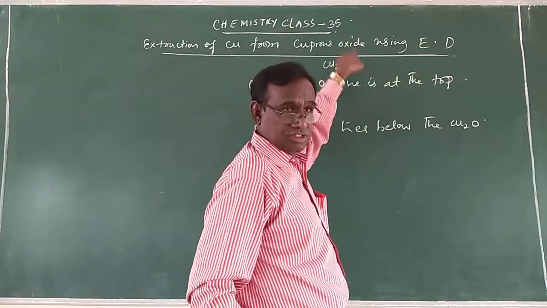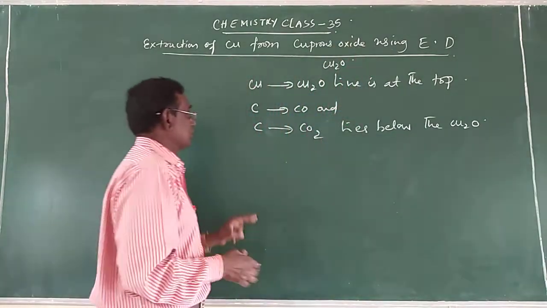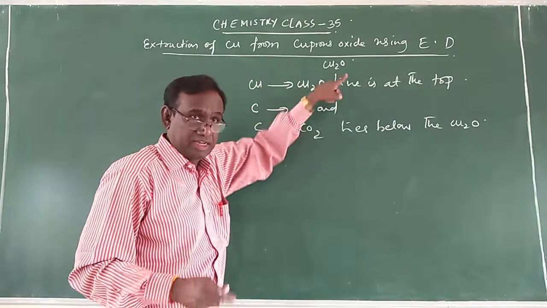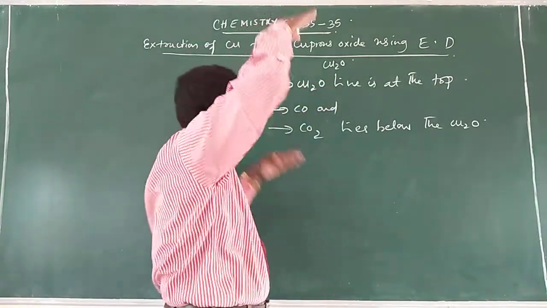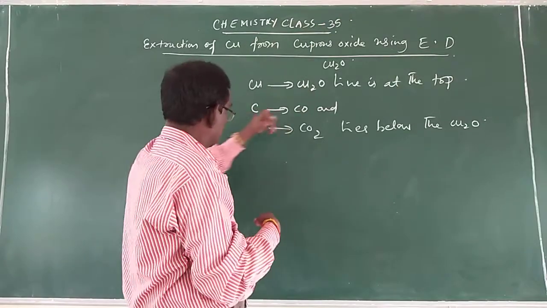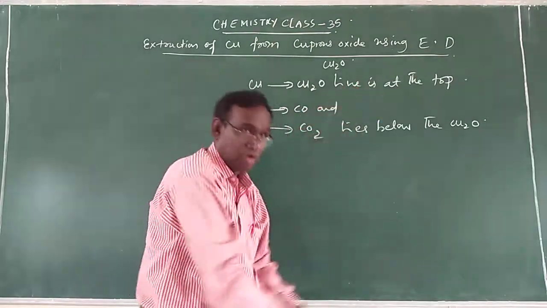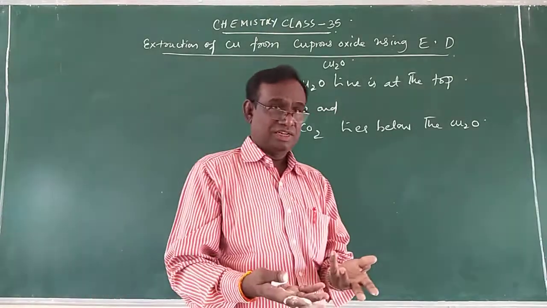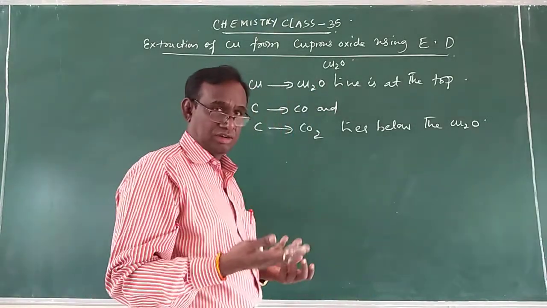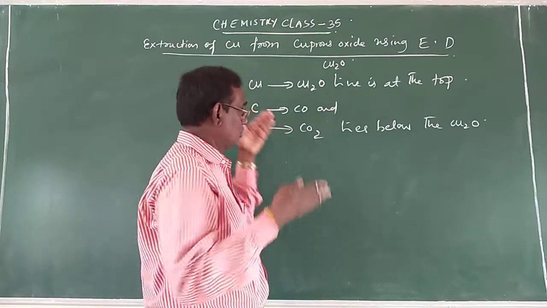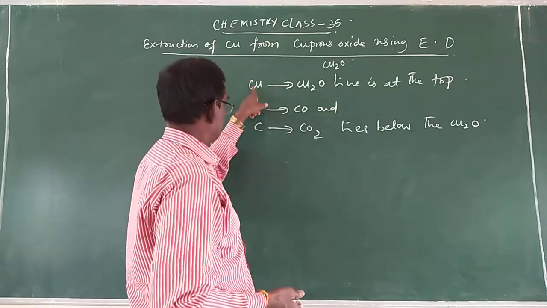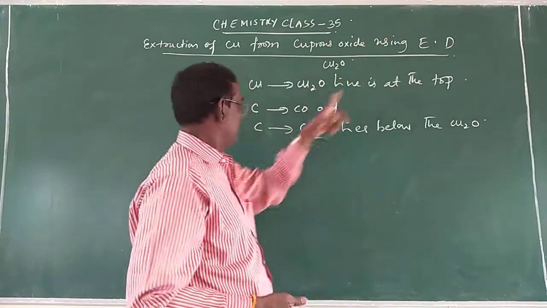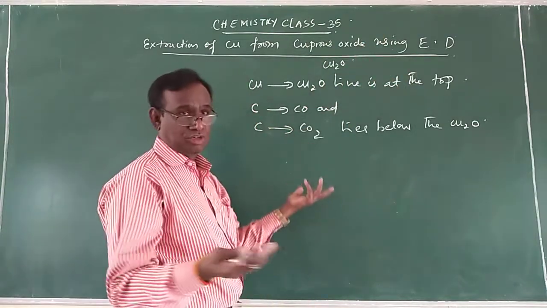Cuprous oxide means Cu2O. Here, we know that in the Ellingham diagram, the Cu to Cu2O line is at the top, and the C to CO and C to CO2 lines are below the Cu2O line. So it is quite natural, it is very easy, to reduce the cuprous oxide into copper by using coke as reducing agent, you see.